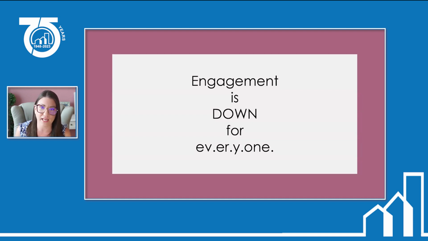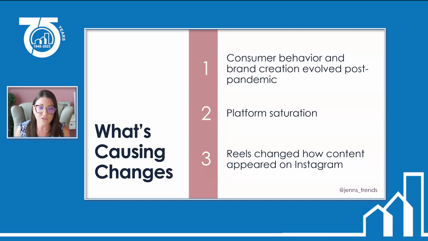There have been a lot of changes to the Instagram platform over the last number of years. So what's causing these changes? There's three major changes that have happened in the last 4 years that continue to have an impact. And if you've been using Instagram since the pre-pandemic era, you're going to have noticed these significant changes. So one of the biggest changes was the pandemic. It completely changed consumer behavior and brand creation. And so what happened was, and you may have heard me talk about this before, we had kind of a status quo pre-pandemic, right?